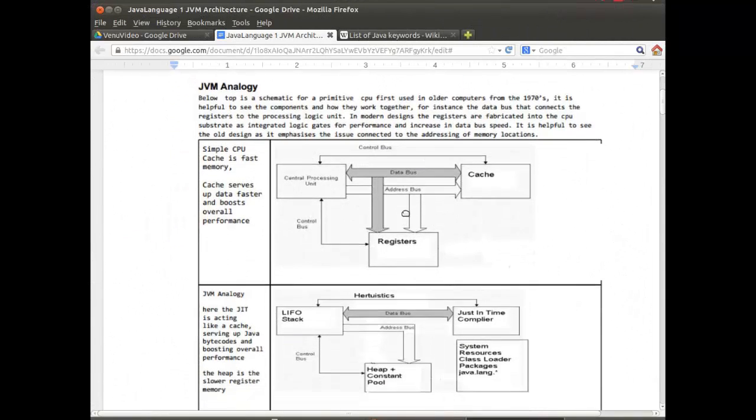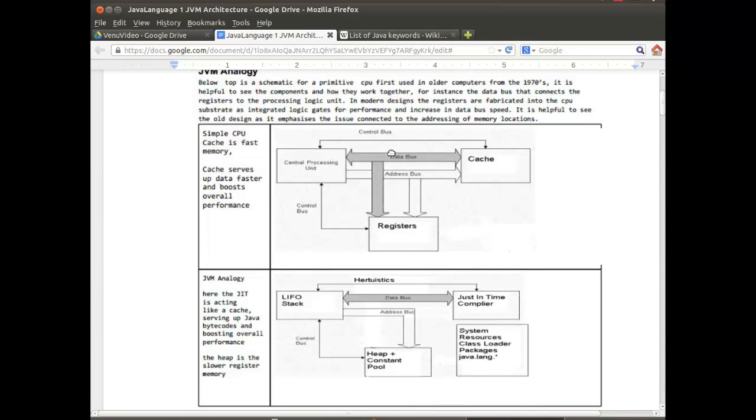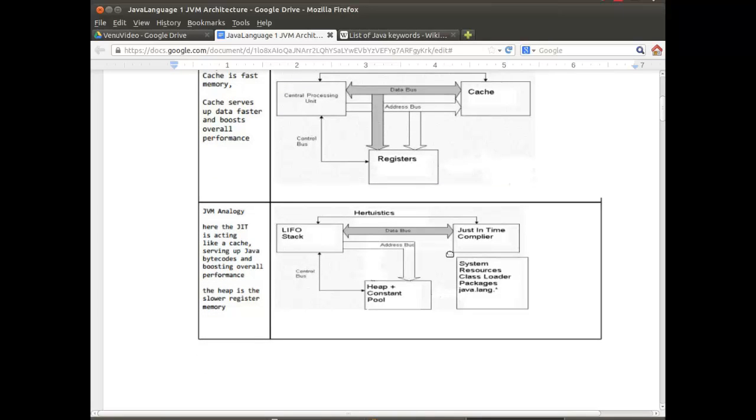By the way, if you're finding this schematic a little bit hard to see, just find this document, Java language document, in the documentation. Now, this is a schematic, as we said before, of a simple computer. And we have a central processing unit, a data bus, a control bus, some registers, and a cache. These are the essential parts. And what we're going to do is look at the analogy in the real Java virtual machine. So I've laid them out to try and show how the different parts of the Java virtual machine relate to the different parts of a simple computer.